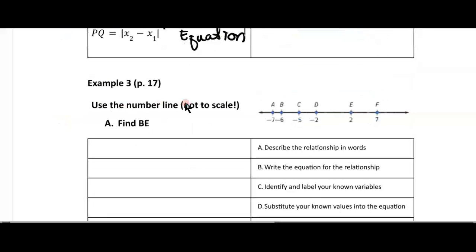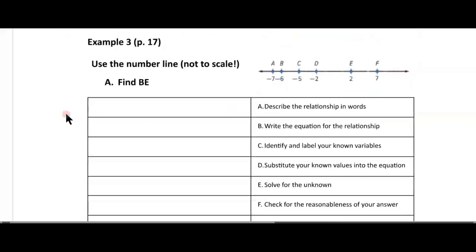All right, this example is from page 17 in your textbook. Our first question says, use the number line to find BE. So I'm finding a distance on a number line. That's my relationship in words.